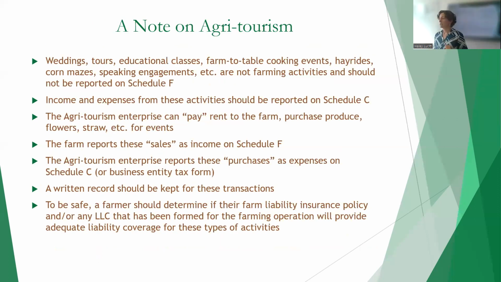Same thing with agritourism. If you have your market garden and then decide to do a half-acre corn maze and charge people $5 a pop to go through your corn maze, agritourism. If people pay to take tours of your farm, agritourism. Anytime they pay to experience your farming life, agritourism. It also has to be reported separately for the same reasons. It goes on Schedule C or other tax forms.